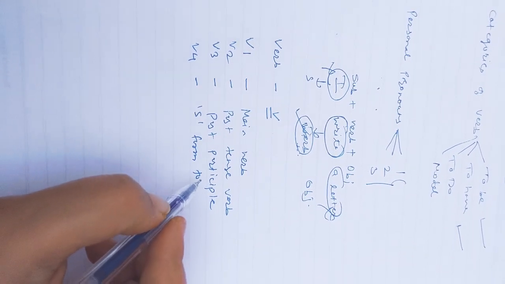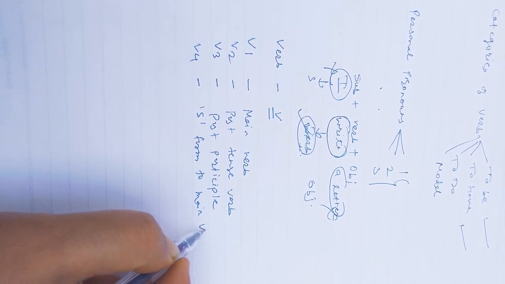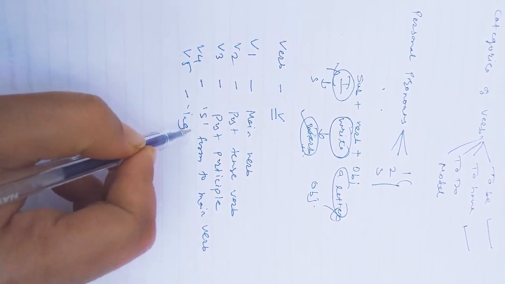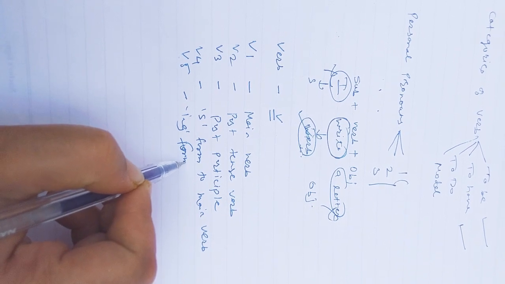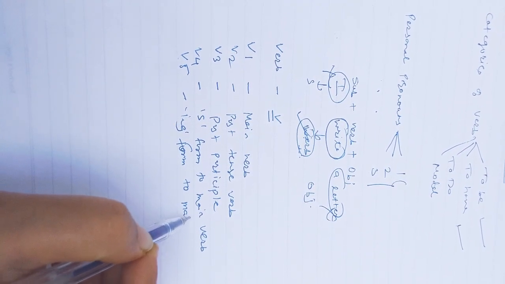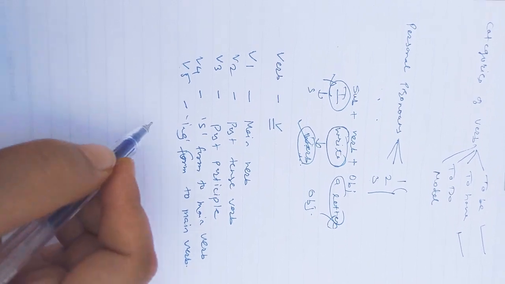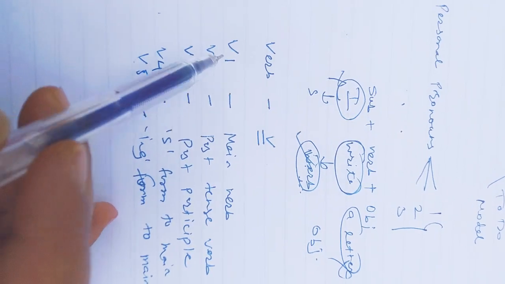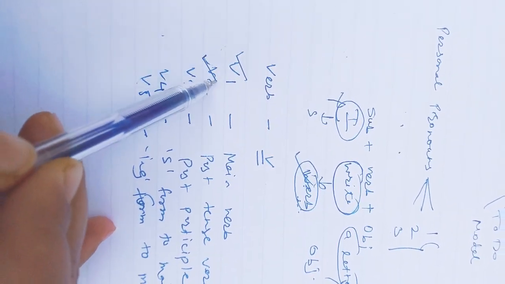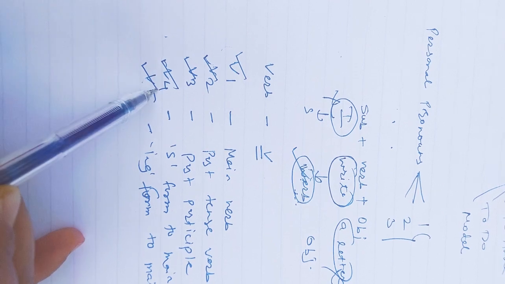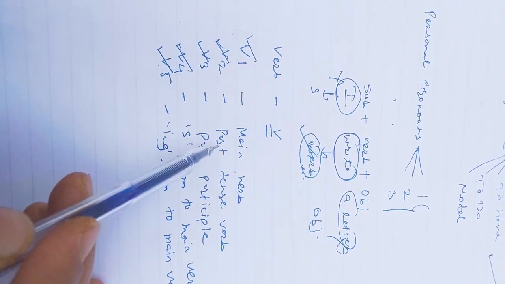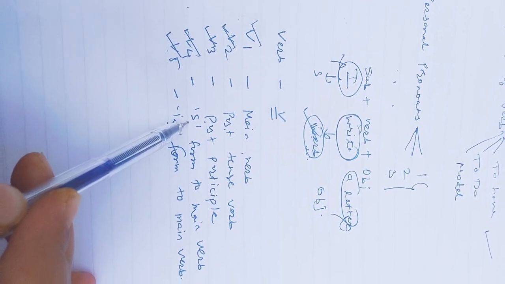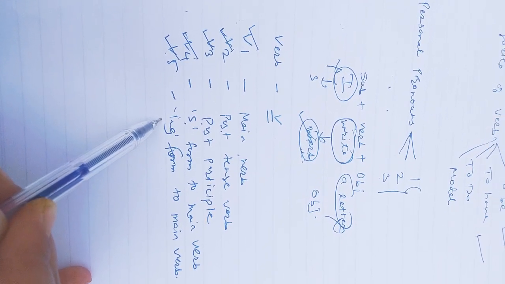Then V5 means ing form to main verb. So these five things we are going to use in the formulas of tenses. Here you can see V1, V2, V3, V4, V5. V1 means main verb, V2 means past tense verb, V3 means past participle, V4 means S form to main verb, and V5 means ing form to main verb.